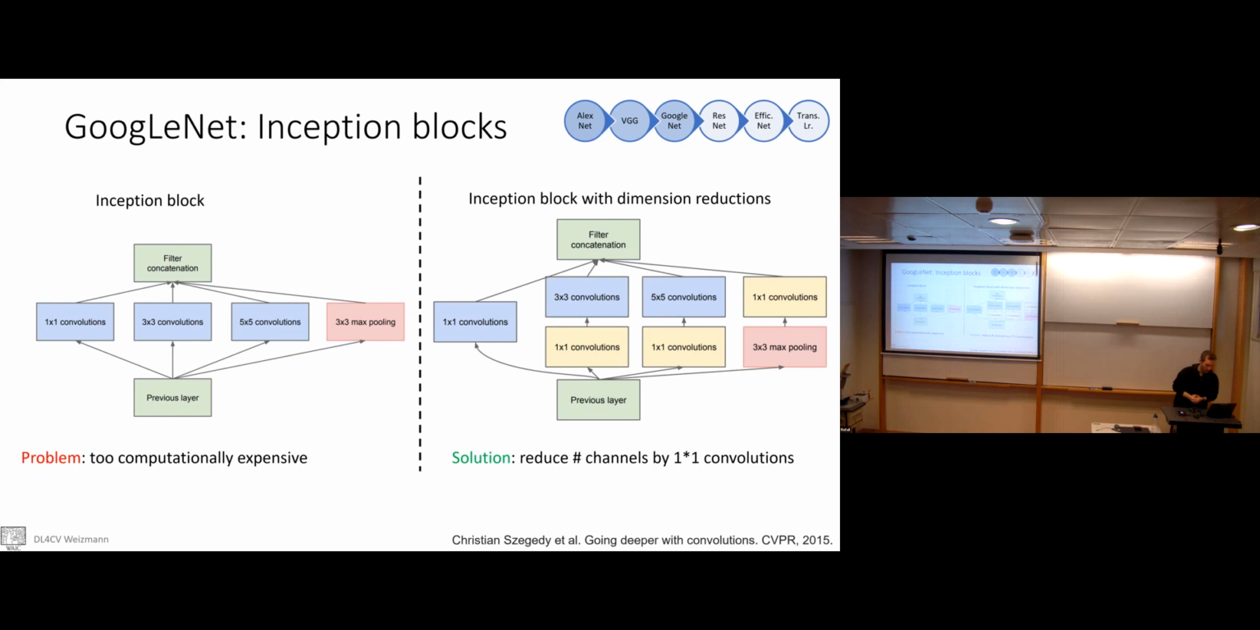So if the input was, let's say, of channels 256, then they apply 1 by 1 convolution to reduce the channels to 64, and only then apply the 3 by 3 convolution. So this allows them to greatly reduce the number of channels and does not sacrifice the error of the network. So after that, they just stacked these blocks one after another, and it worked for them.